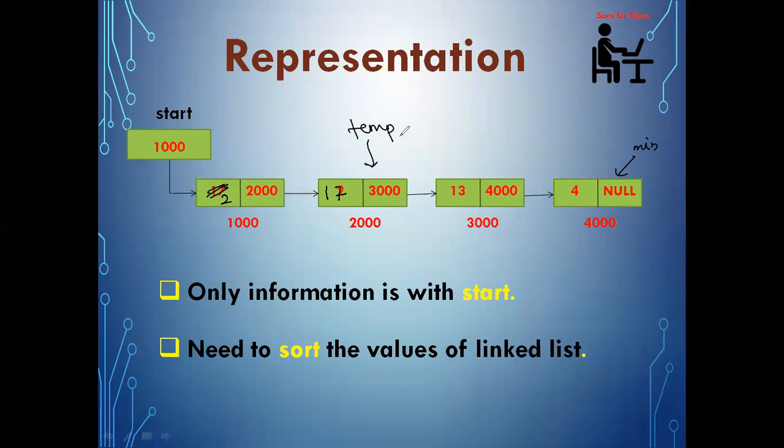Now after that, I'll check what I assumed, and it is not equal after the second iteration. That means temp is not equal to min. So I need to swap the values of temp and min. In place of 17, 4 will come, and in place of 4, 17 will go. You can see that after the second round of iteration, the second minimum value is present in the second node. In this way, we will continue till the last node.